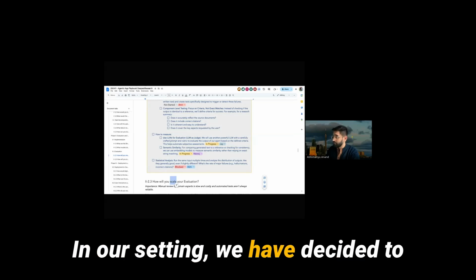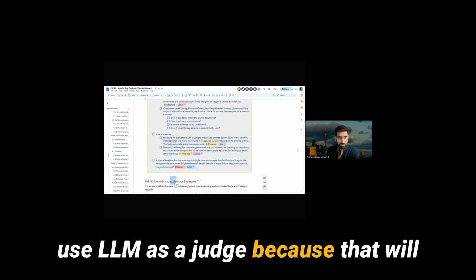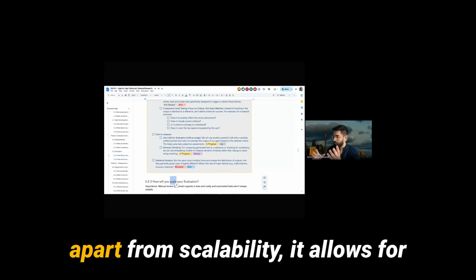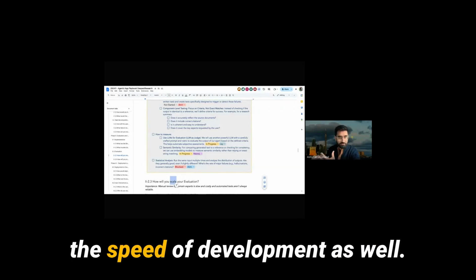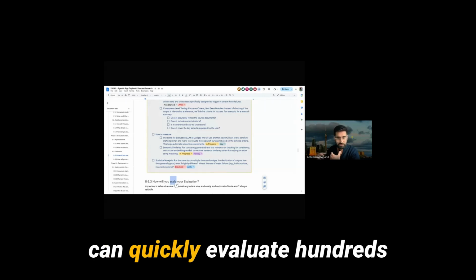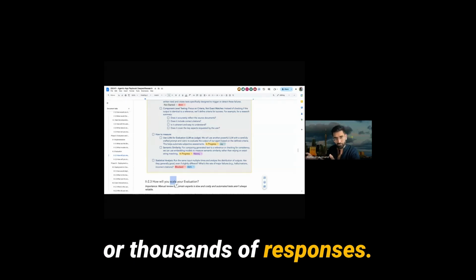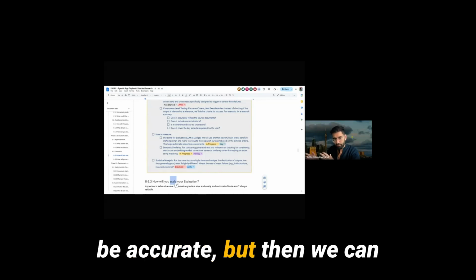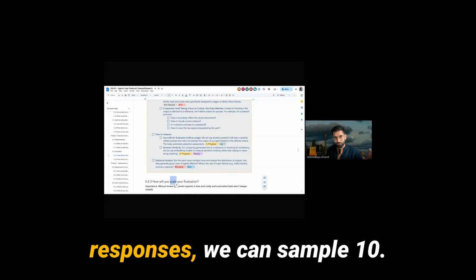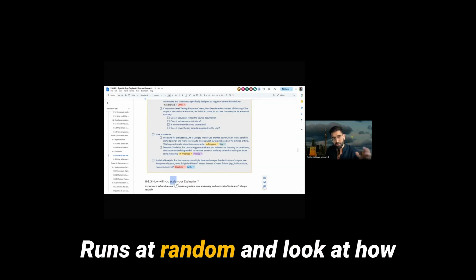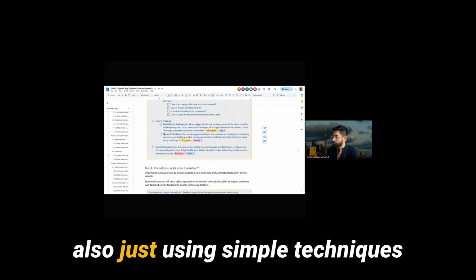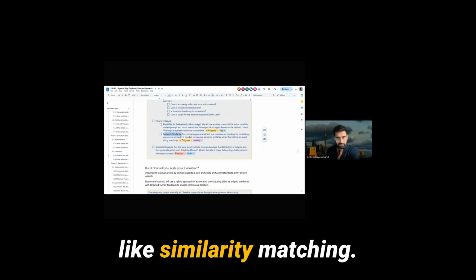In our setting, we have decided to use LLM as a judge because that will allow us to scale further. Apart from scalability, it also allows for speed of development, because with LLM as a judge, we can quickly evaluate hundreds or thousands of responses. Some of them may or may not be accurate, but then we can subsample. Out of those 100 responses, we can sample 10 runs at random and look at how many the LLM got right. And apart from LLM, we are also using simpler techniques like similarity matching.